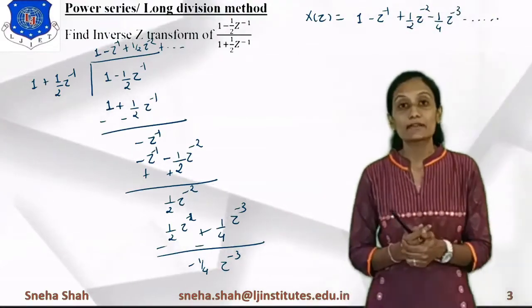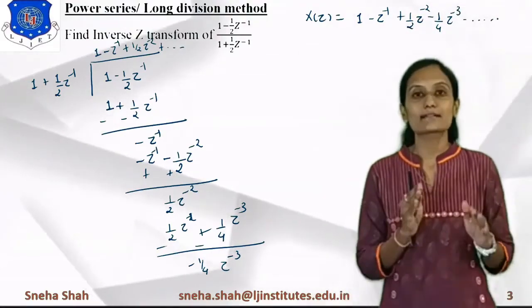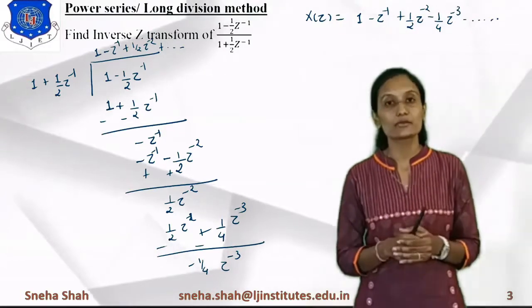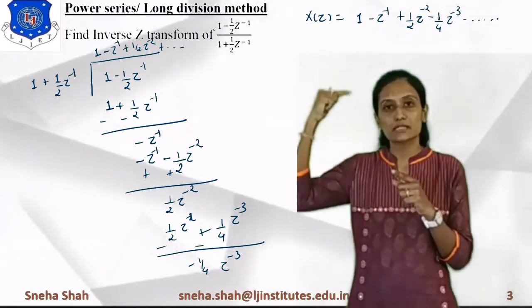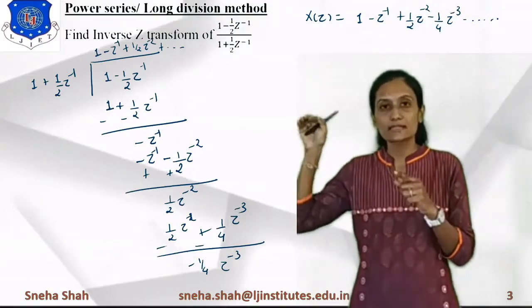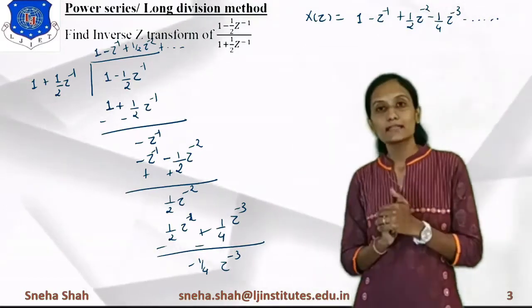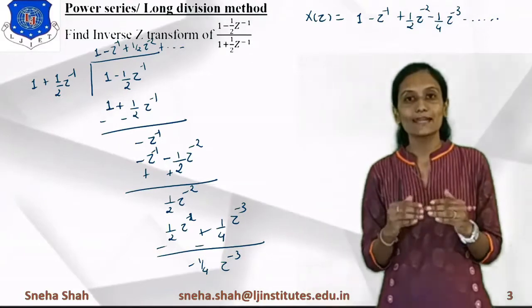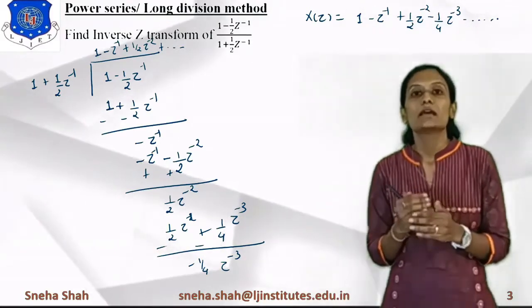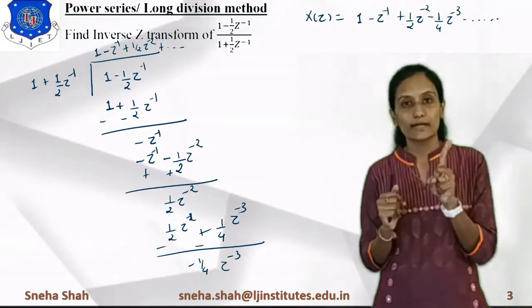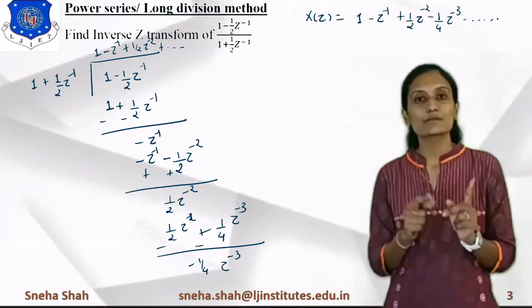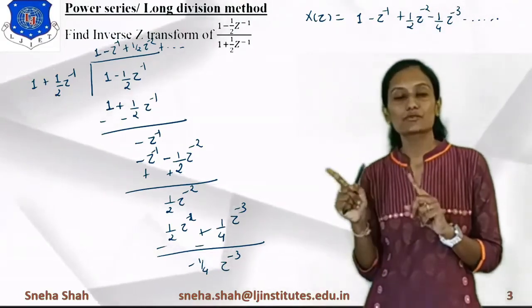Now you can see that from the equation of unilateral z transform, what is the equation of unilateral z transform? X of z equals summation n equals 0 to infinity x of n z raised to minus n. Right? In this term, if I am taking n equals 0, then the term will be x of 0 into z raised to 0. Z raised to 0 equals 1. And x of 0 equals 1, then the answer will be 1 into 1 is 1.